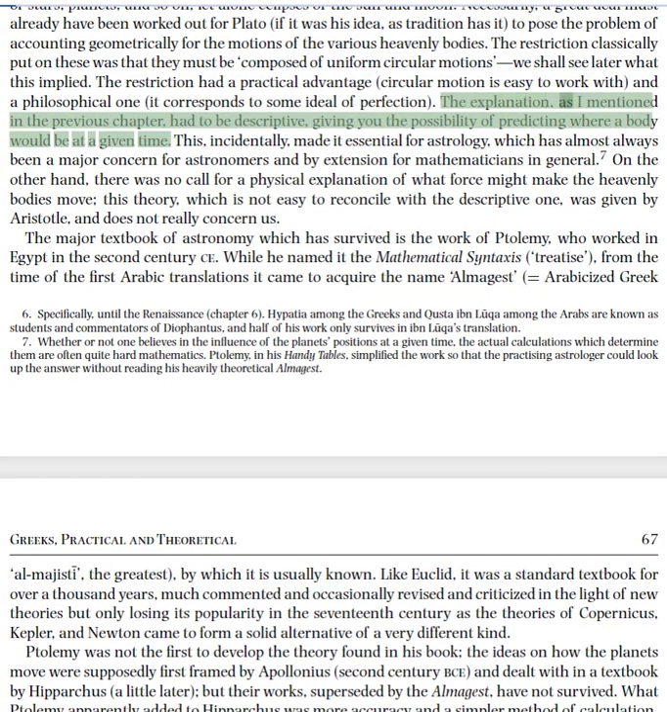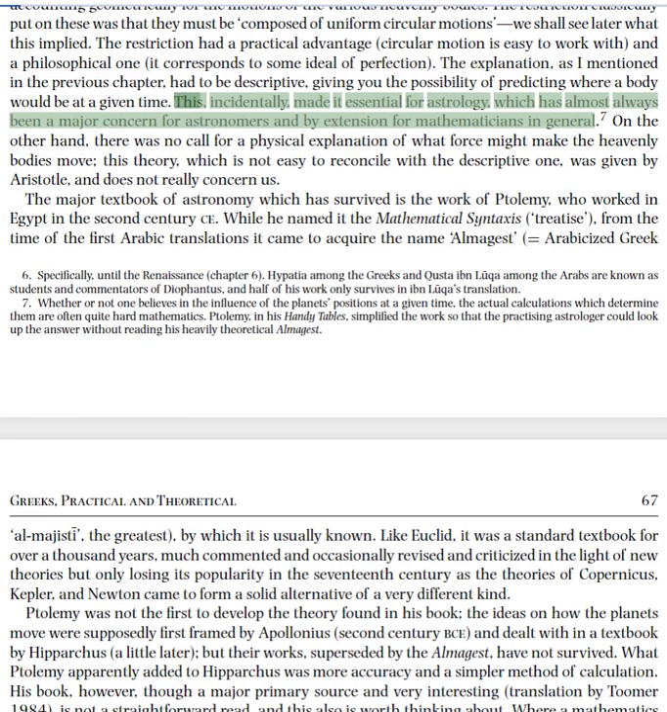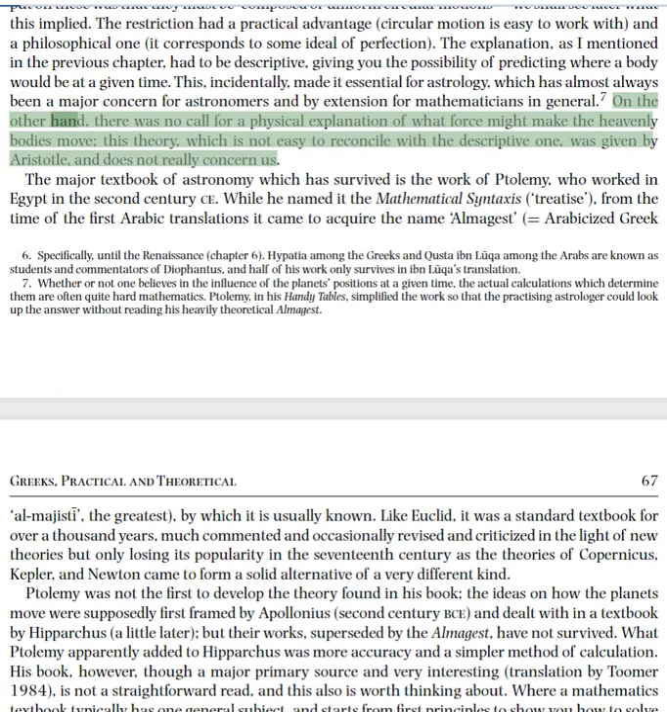The explanation, as I mentioned in the previous chapter, had to be descriptive, giving you the possibility of predicting where a body would be at a given time. This, incidentally, made it essential for astrology, which has almost always been a major concern for astronomers and by extension for mathematicians in general. On the other hand, there was no call for a physical explanation of what force might make the heavenly bodies move.